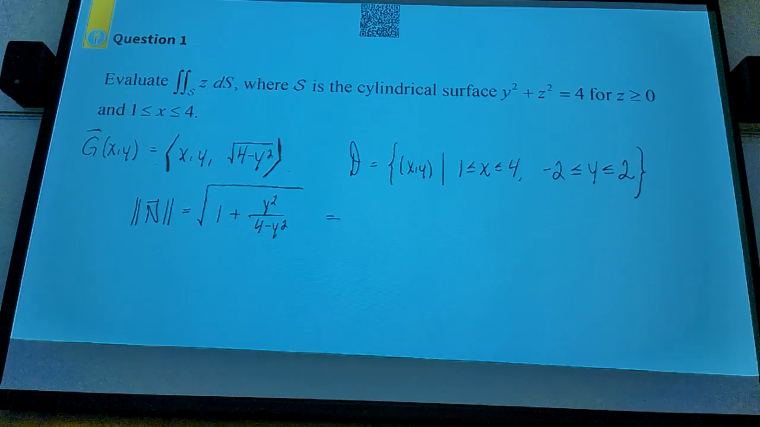We can simplify that. Write it as a single fraction. 4 minus y squared plus y squared is just 4, right? All over 4 minus y squared. Square root of 4 is 2. There's our norm. Keep in mind, of course, this means that the surface differential is that, the norm of the normal vector, dA.